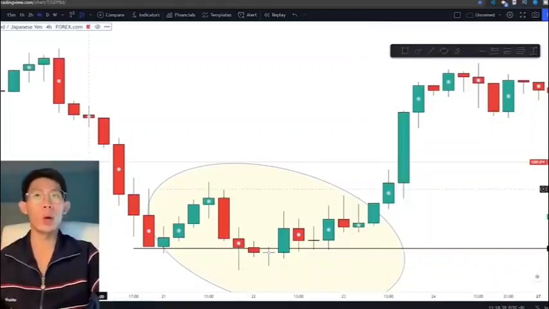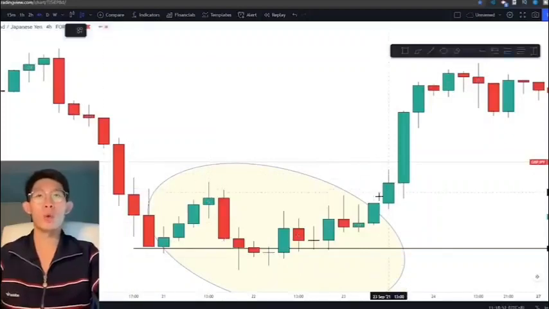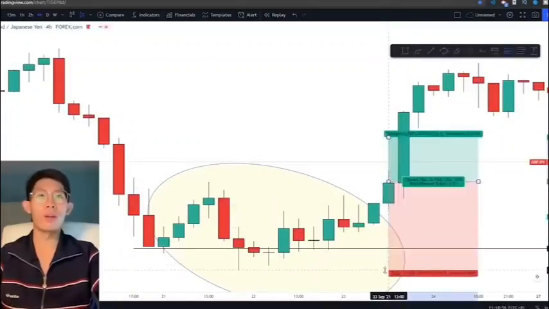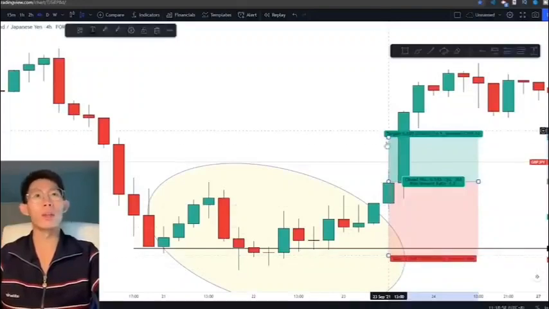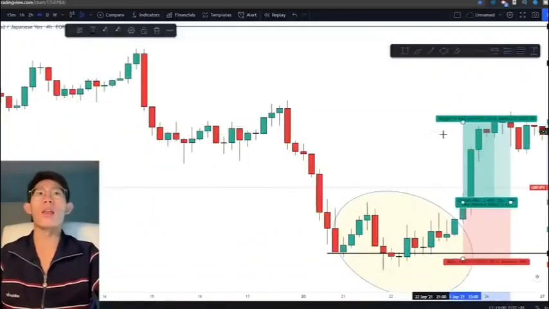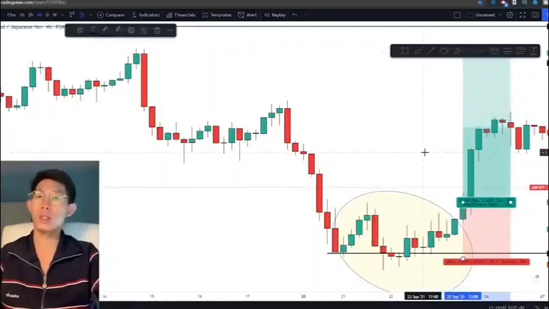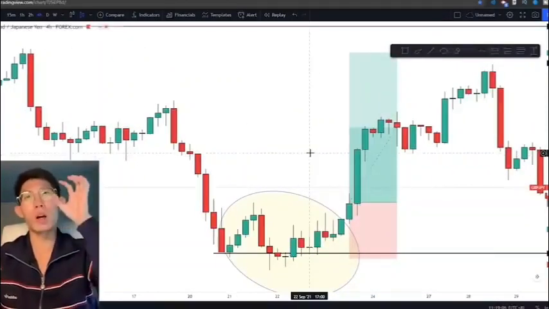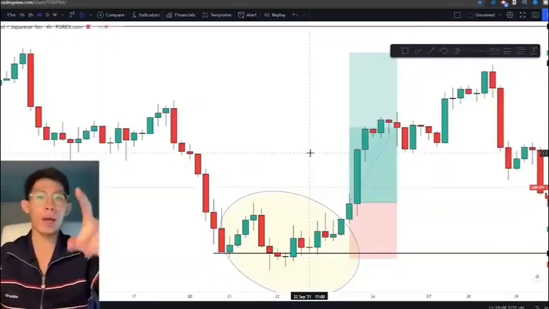Once again, we want to enter on the breakout of this entire consolidation. Once it broke out over here, you can enter, with your stop loss below this support level and your take profit at the next resistance level, right? And that is how you can trade the multiple candle rejections pattern.